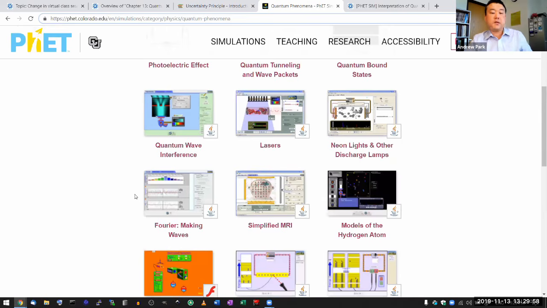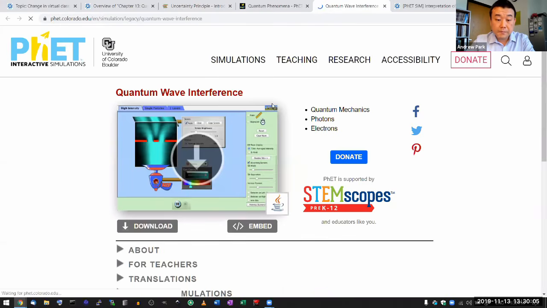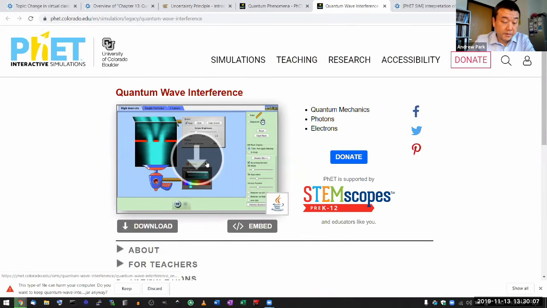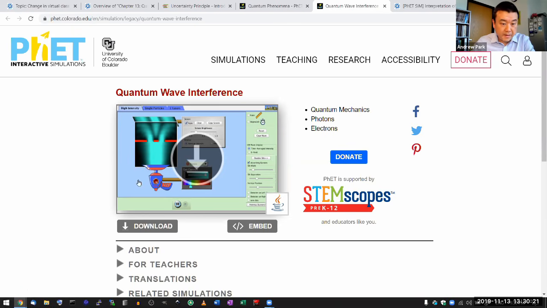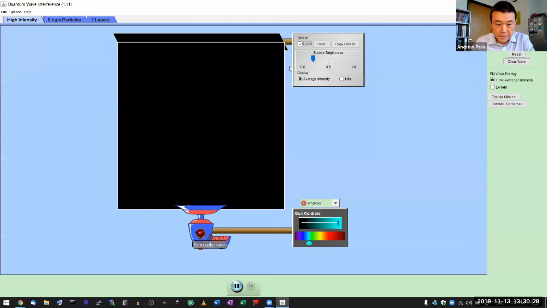I think the one that I want to use is this one, quantum wave interference. This can be used to illustrate what we mean by uncertainty, for example, uncertainty in position. That's probably the easiest thing to describe. So let me start out with that, and I think we might be able to even get to interference. All right, so this is the simulation.